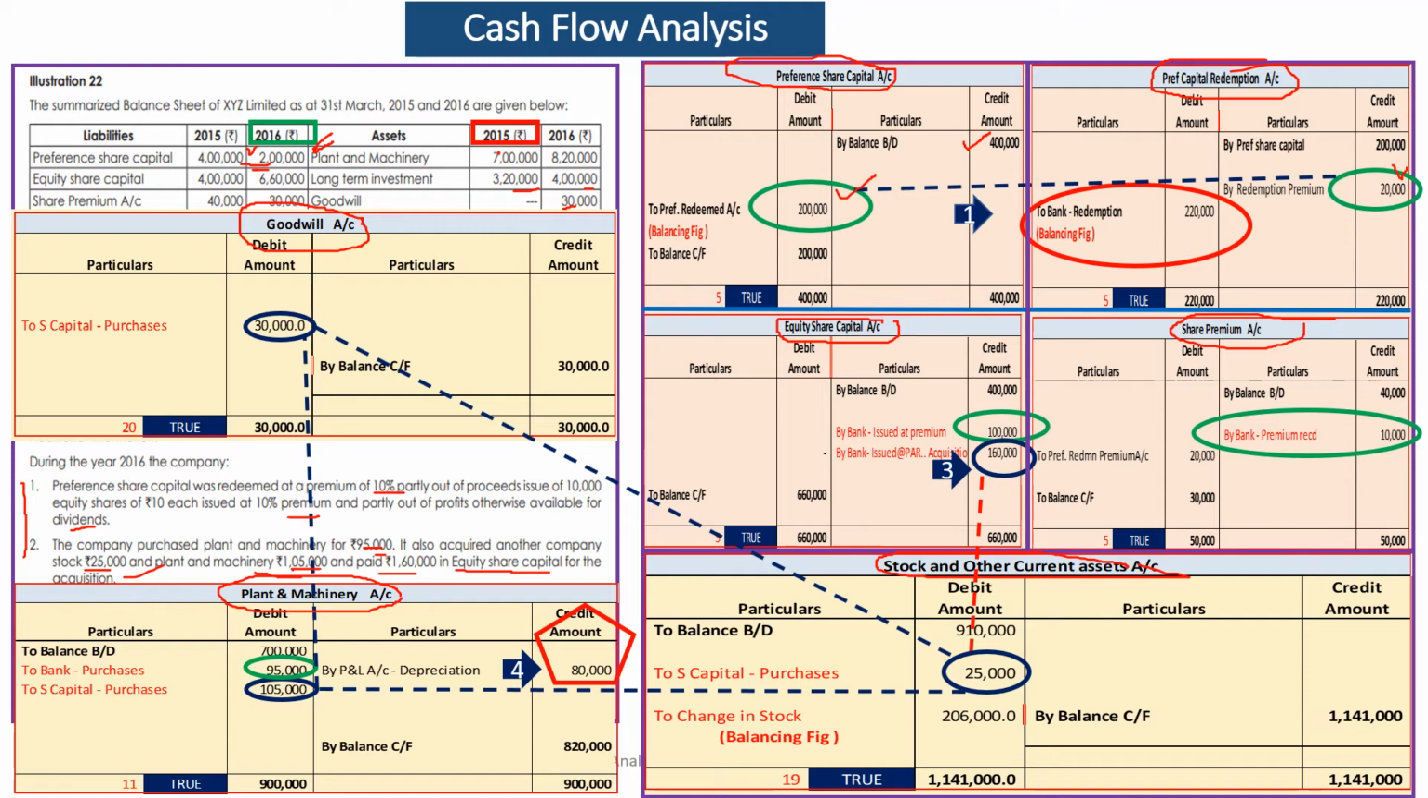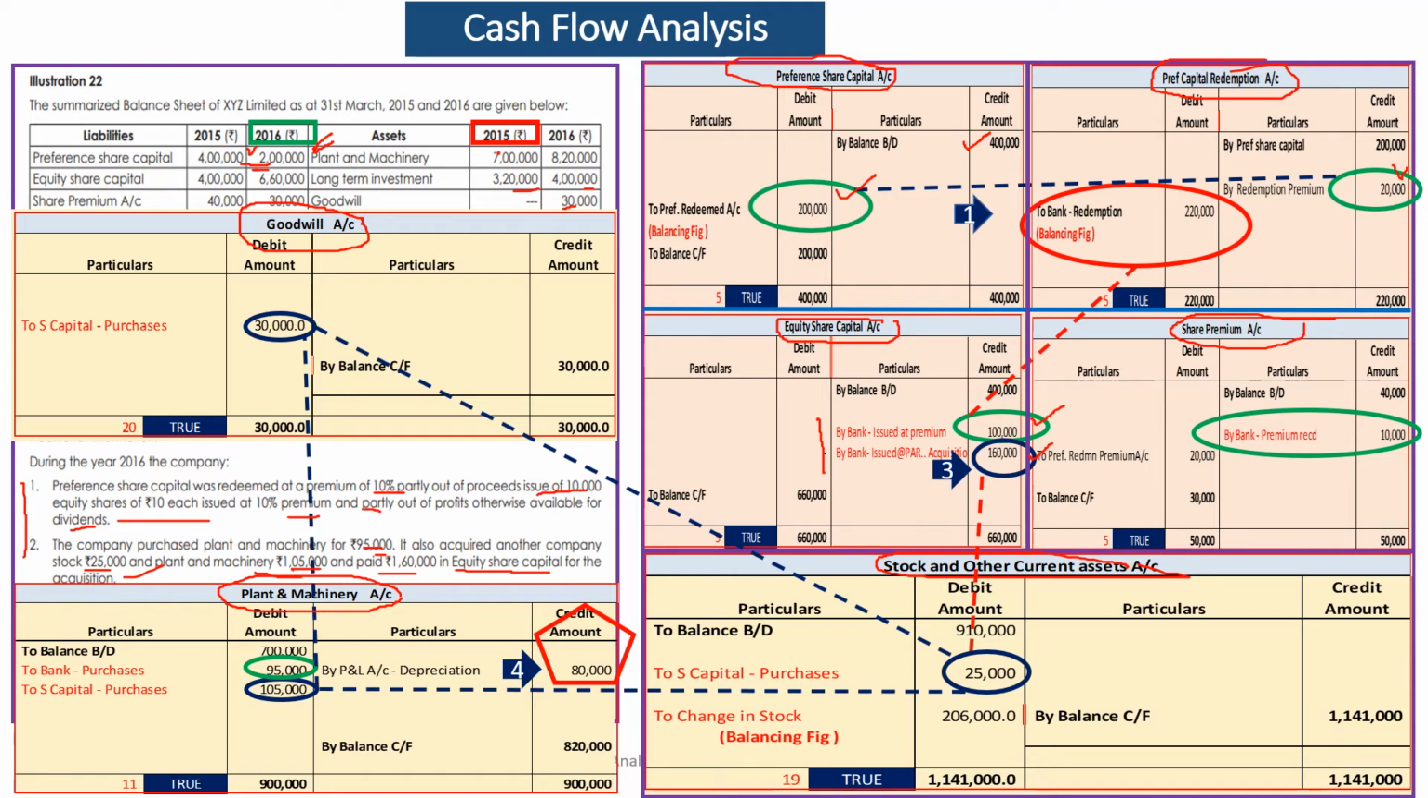But what has happened is that, out of whatever you pay out, you have issued only 10,000 equity shares. 10,000 equity shares comes to 1 lakh 10,000, issued at a premium of 10%. Means 1 lakh 10,000 out of 2 lakh 20,000 is by way of issue proceeds. The balance 1 lakh 10,000 is paid directly from the bank. That is what he says here.